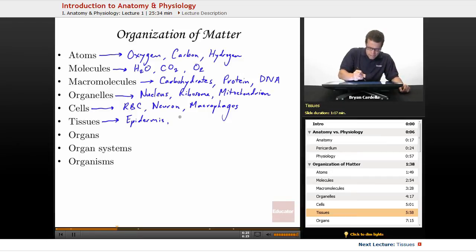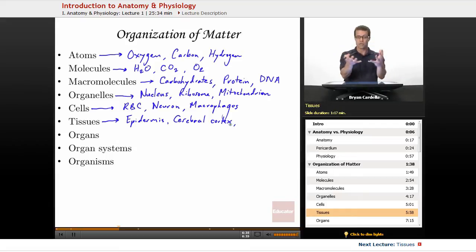Other than that, let's say cerebral cortex. That's another example of a tissue. Cerebral cortex. That's the outermost superficial layer of the brain. You've got a lot of action going on in this few millimeters thick layer on the outside of your brain. Very well developed in humans compared to other animals. So that's the cerebral cortex.